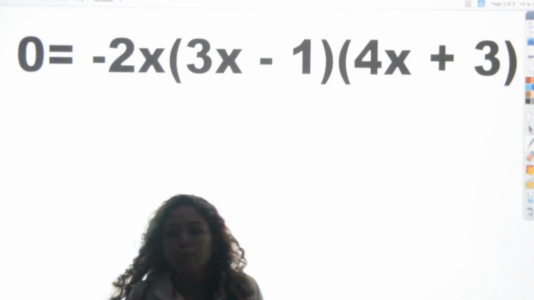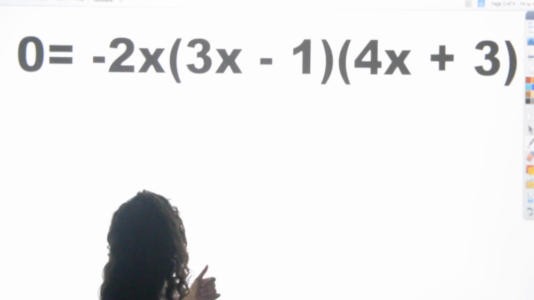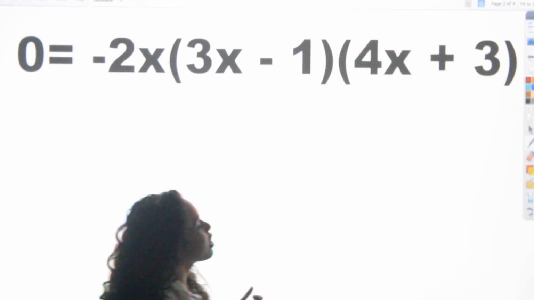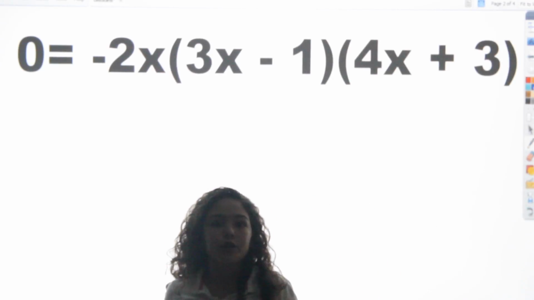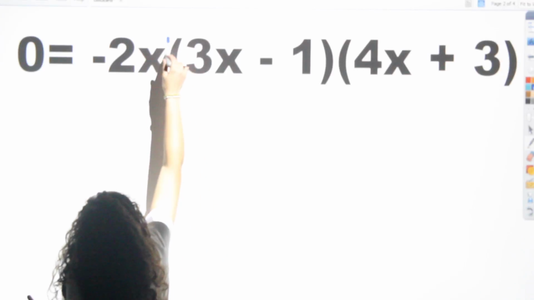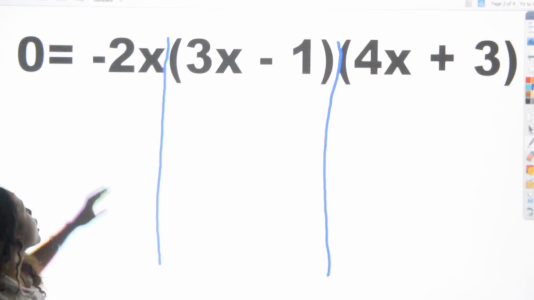So this one is a little more complex, but it's doable. Like I did before, we're going to draw a line separating the parts of the equation. That way you can keep track of what you're doing. Remember that. Okay, so draw a line here, draw a line here. All right, so we're going to start with this side.